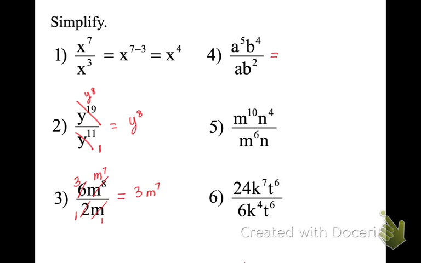Okay, we can take 1a total, because that's the greatest amount the denominator has. I'm left with a to the 4th. I can take 2 b's out. If I take 2 out, I'm left with 1. 2 b's out, and I'm left with b squared. So it's a to the 4th, b squared.